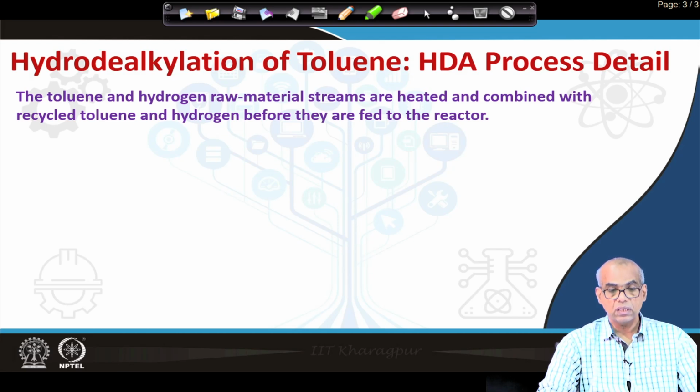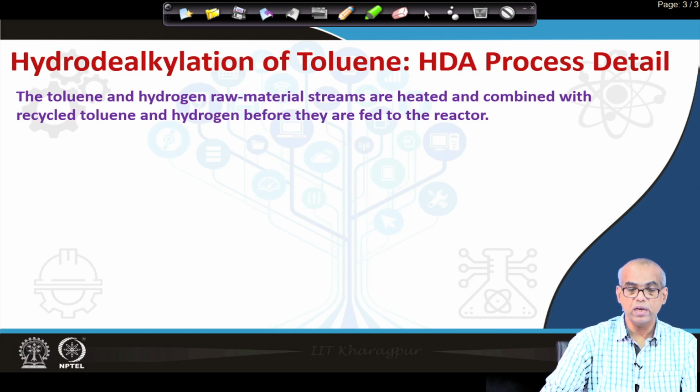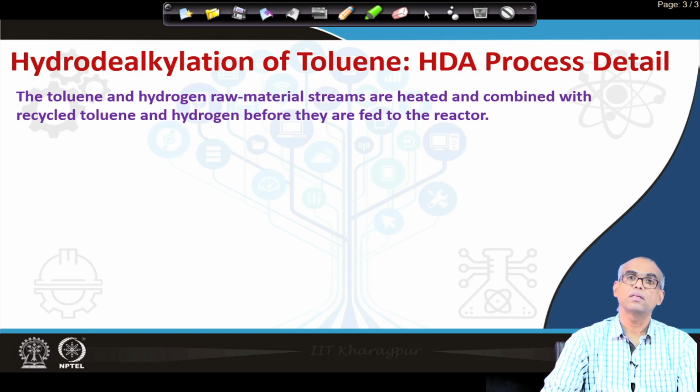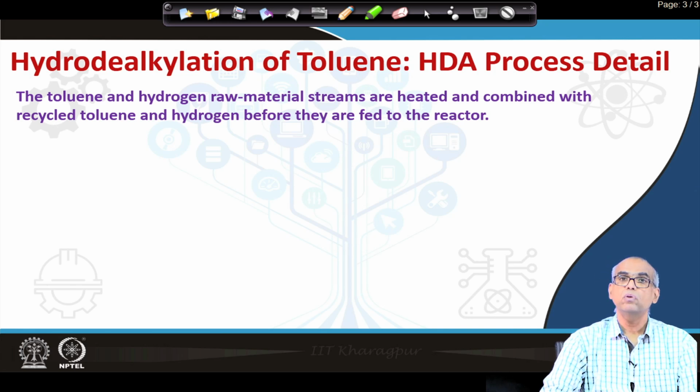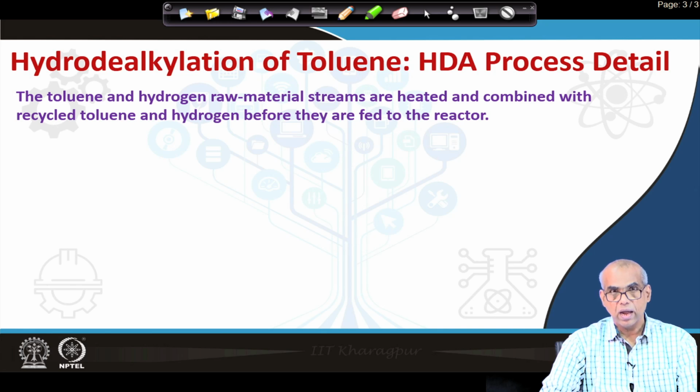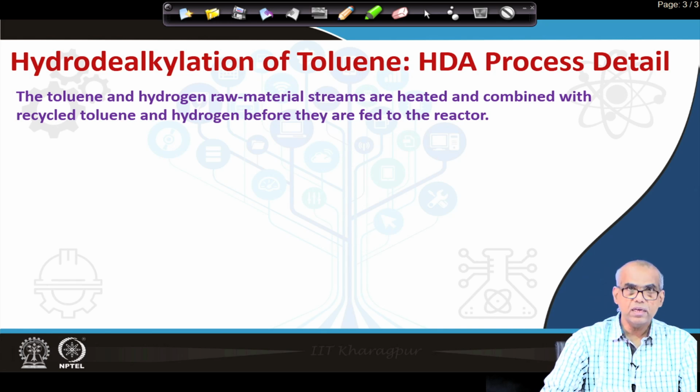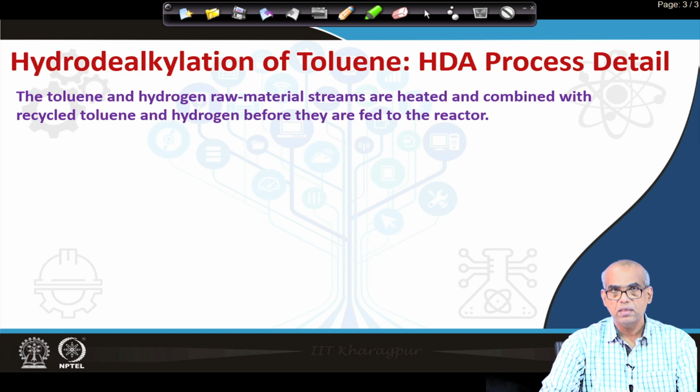The toluene and hydrogen raw material streams are heated and combined with recycled toluene and hydrogen before they are fed to the reactor. So, let us first quickly go through the details of the HDA process, and then on the basis of this description, we will try to come up with an intuitive flow sheet for the process. So, first the toluene and hydrogen raw material streams are heated and combined with recycled toluene and hydrogen before they are fed to the reactor.